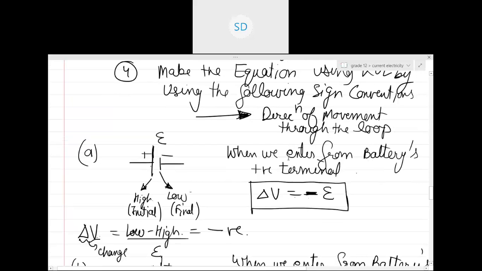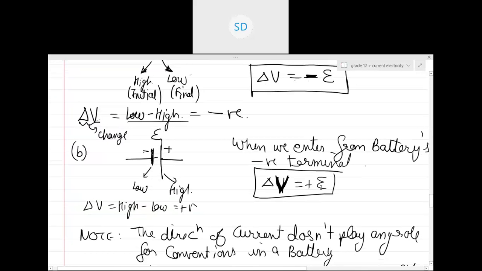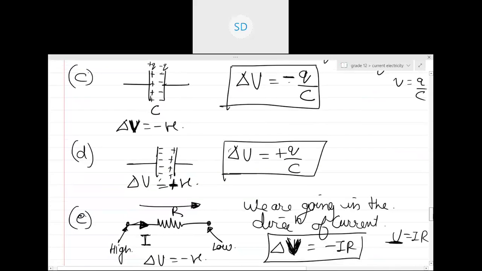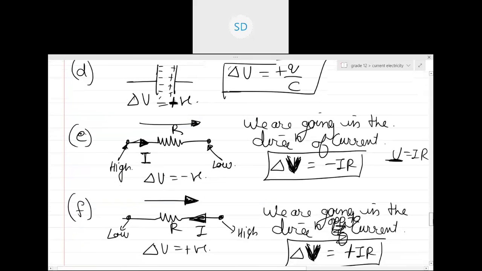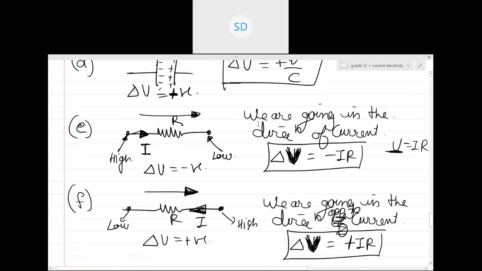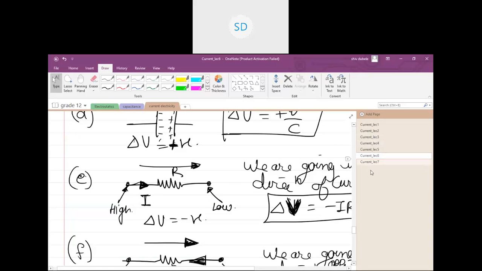See, whenever we enter from the positive terminal of the battery, then minus E. Negative terminal of the battery, plus E. Whenever we have a capacitance, the same rule as the battery. Whenever we have a resistor, if we are going in the direction of current, then minus IR. In the direction opposite to current, then plus IR. Is this clear? It's clear, guys? Now apply.